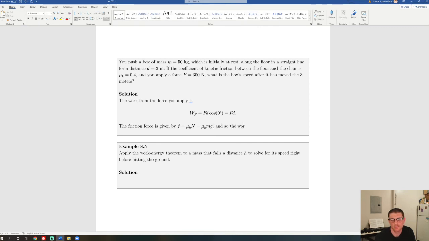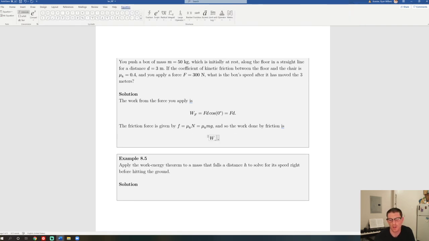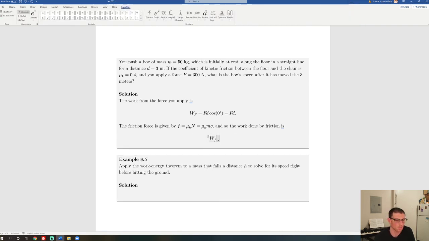And so the work done by friction, and I'll call this W sub lowercase f, is going to be the friction force times the displacement times cosine of 180 degrees. So remember that cosine of 180 degrees is -1, so we're going to pick up a negative sign here. And we see that this, once we've substituted everything in, works out to be negative mu sub k m g d, right?